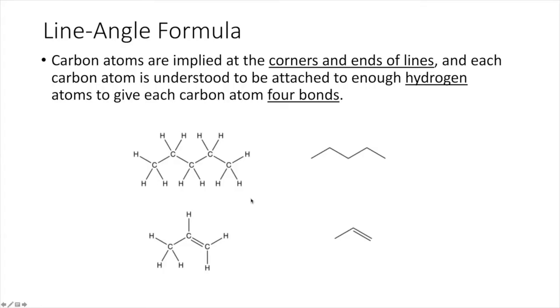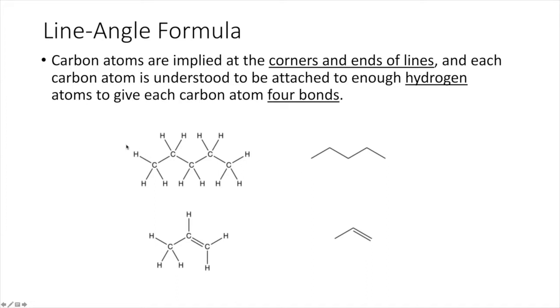All right, so the next type of traditional way to draw organic compounds is with something called line angle formulas. And this is the one that you'll see most. The convention here is that any end or corner implies a carbon. So carbon atoms are implied at the corners and ends of lines. The other trick you have to remember is that every carbon atom is understood to be attached to enough hydrogen to give each carbon 4 bonds. Remember that carbon likes to form 4 bonds. And so if the bonds aren't explicitly shown with lines, you just assume, or it is implied, that the carbon has enough hydrogen on it to make a total of 4 bonds.